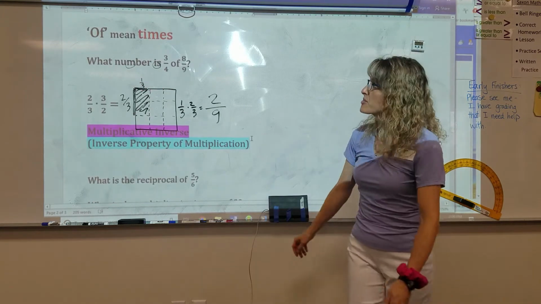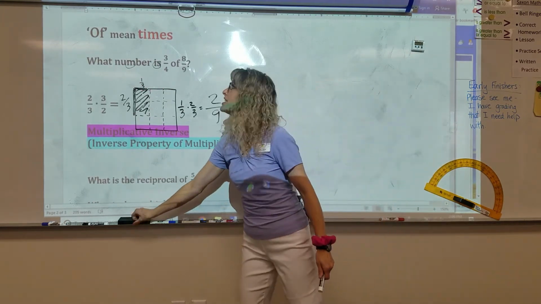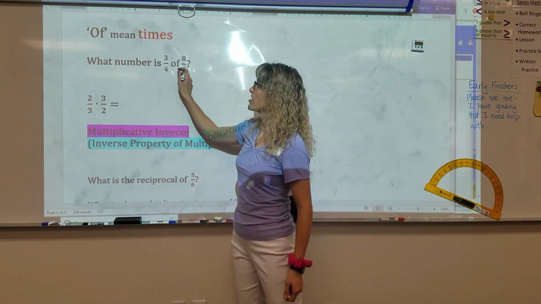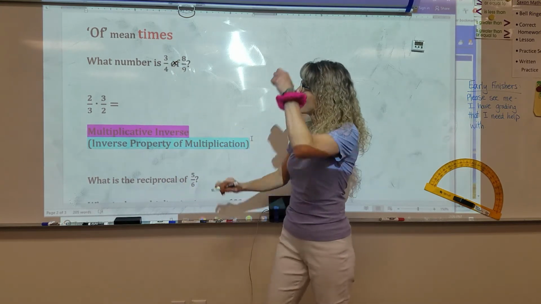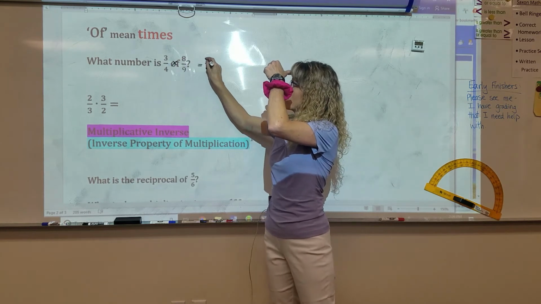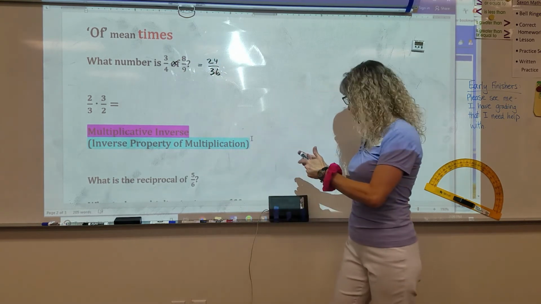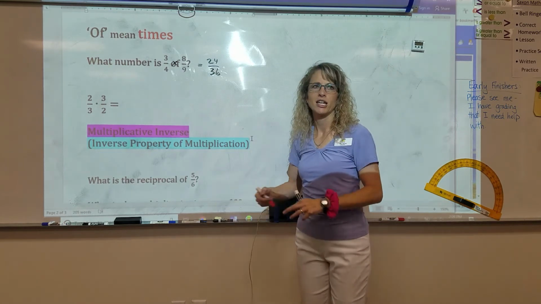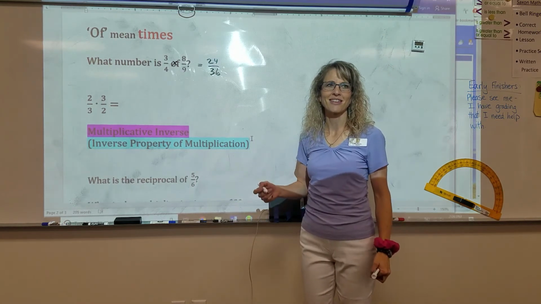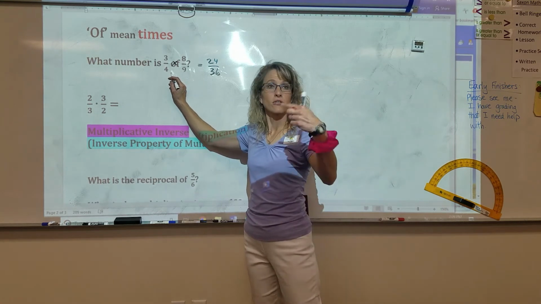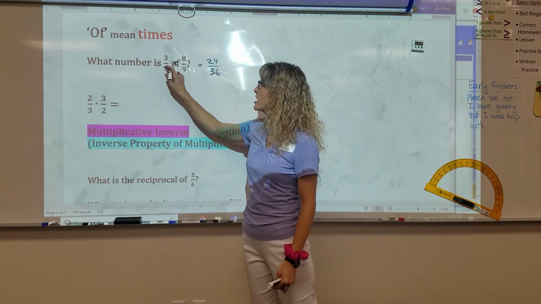Of means times. What does of mean? Get ready? Times. Or multiplication. So 3/4 of 8 ninths means 3/4 times 8 ninths. Let's multiply straight across the top. Some of you are cringing right now going, Mrs. Boone, you missed something. Lexi? Cross multiply. Cross cancel, or cross reduce. Cancel, yes. Okay, how can I do that?